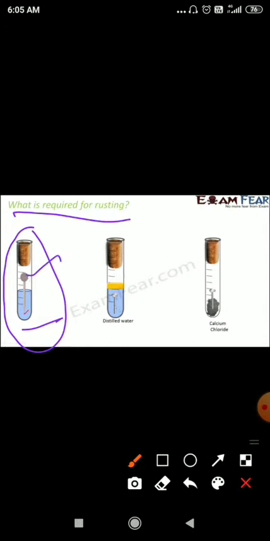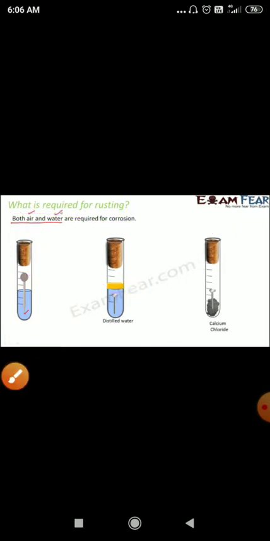Then here, see, only distilled water and iron, and a yellowish oil layer on top, so no air will be available there, only water is present. So in this case the nail will not rust. In this last one, only calcium chloride has been put, so water is absent. In the absence of water also, rusting cannot take place. So what do you observe from these? Both air and water are required for corrosion, that is rusting.